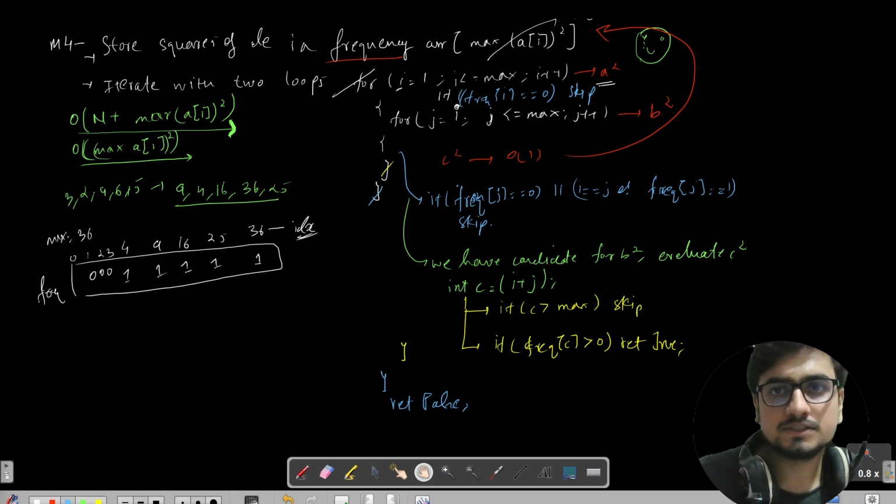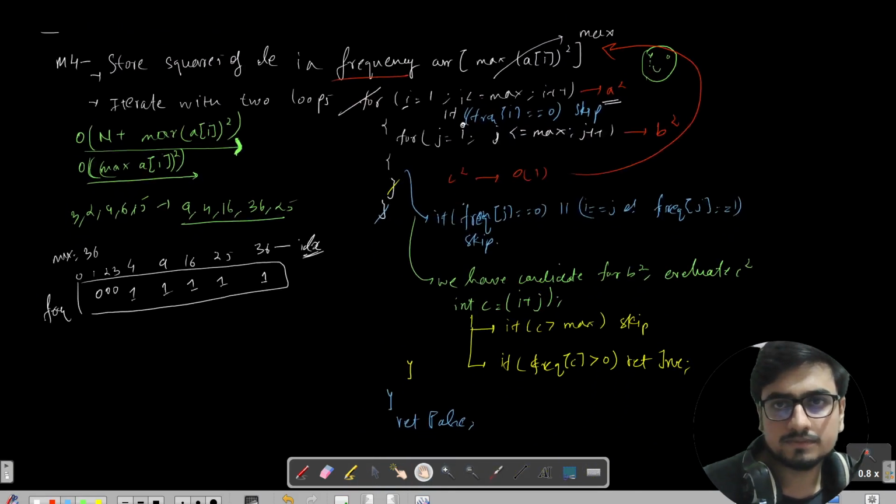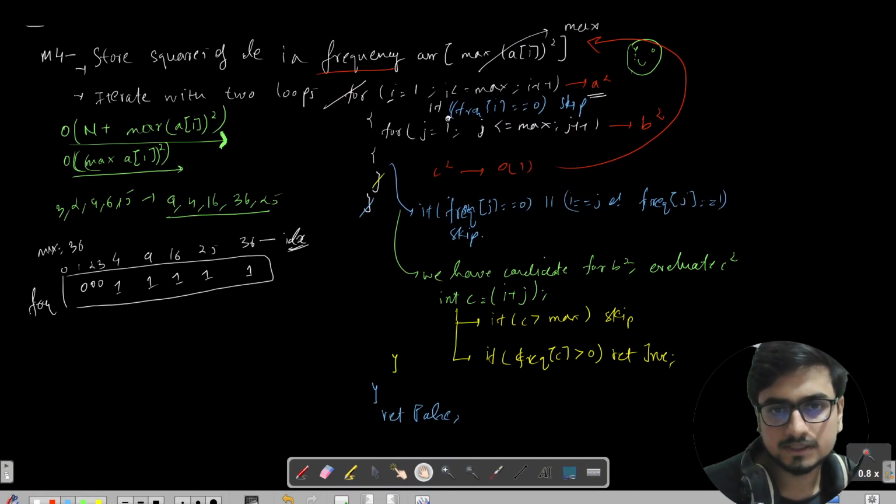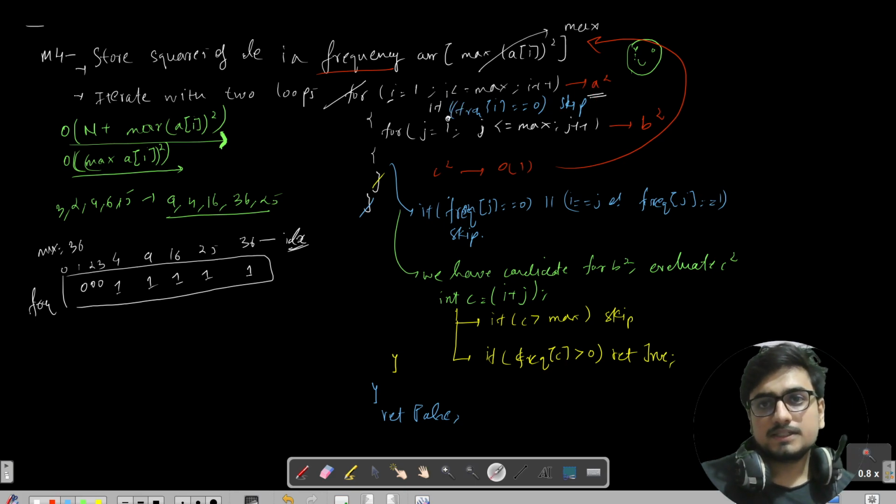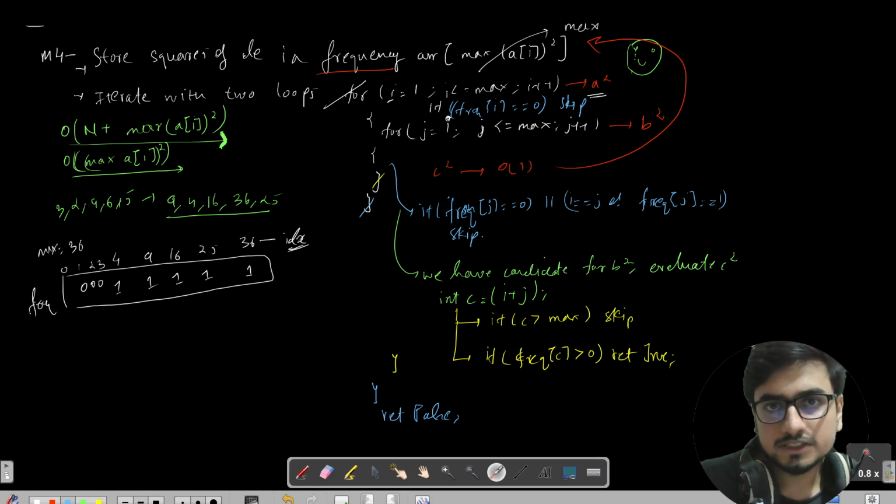I have completed the pseudo code for you. So definitely we have understood this case that if frequency of I equals 0, then we do not have to do anything. We need to skip, right? So when that is not the case, then we have found our candidate for a square. We need to find the candidate for b square, right? So we'll have the for loop again starting from j equals I, right? Why j equals I?